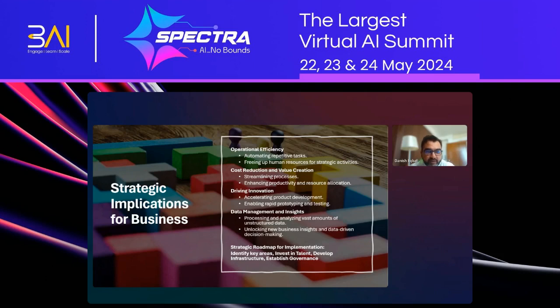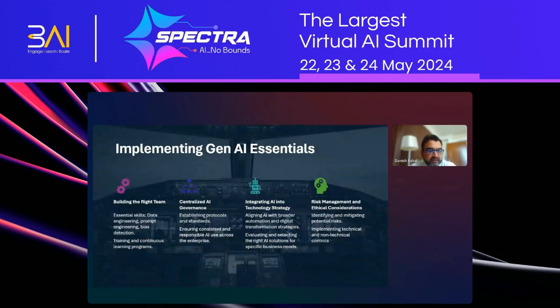When we talk about a strategic roadmap for implementation, it includes identifying key areas where we want to use generative AI, investing in talent, developing infrastructure, and establishing governance. When implementing Gen AI, what is essential is for senior leaders to build the right team, and this team would include essential skills like data engineering, prompt engineering, and bias reduction. There is also importance placed on training and continuous learning programs across the team. There has to be centralized AI governance to establish protocols and standards and ensure consistent and responsible AI. Integrating AI into technology strategy is very important as we move forward, and risk management and ethical considerations have to be kept at center stage.